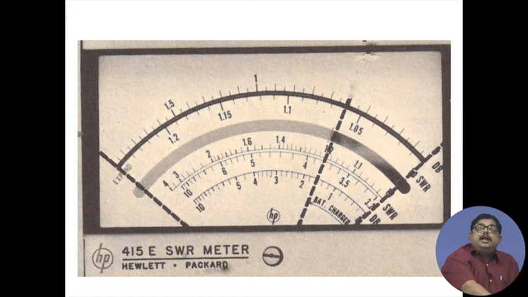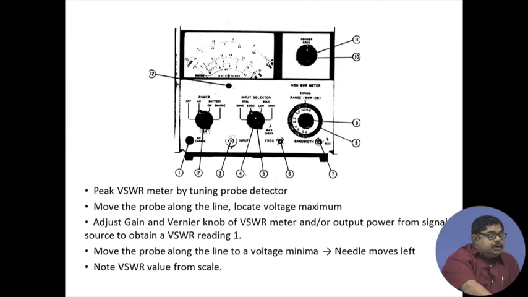So, from here you can measure that. This instrument helps you to measure VSWR. Again I am repeating the procedure: pick VSWR meter by tuning your probe, move the probe along the line, locate voltage maximum, adjust gain and vernier knob of VSWR meter or output power to obtain a VSWR reading of 1, then move the probe along the line to a voltage minima.